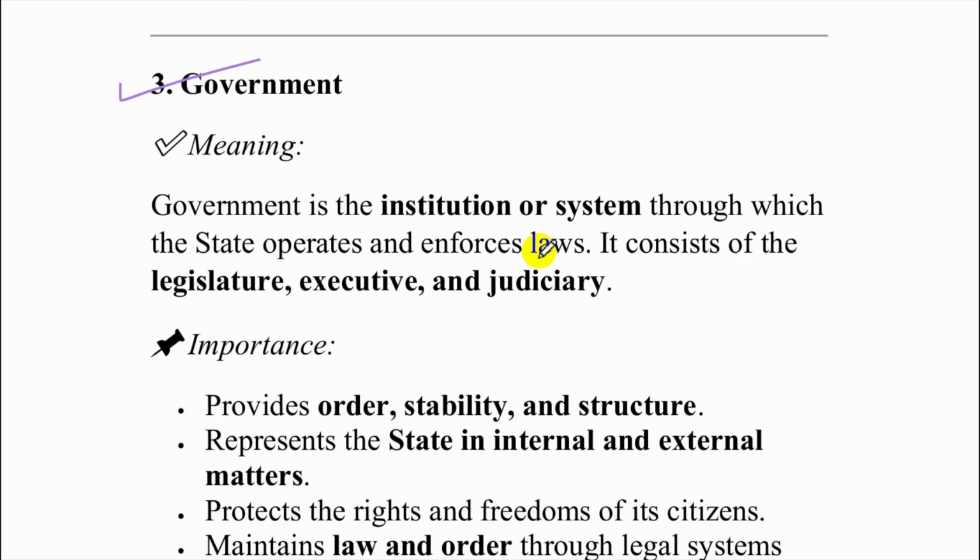Government is the institution or system through which the state operates and enforces laws. As we already know, the state is a concept, the state is an idea, but the state is represented by the government of that state. Government is an institution. It is made up of the branches of legislative, executive, and judiciary. So it's a system through which the state operates and enforces laws.